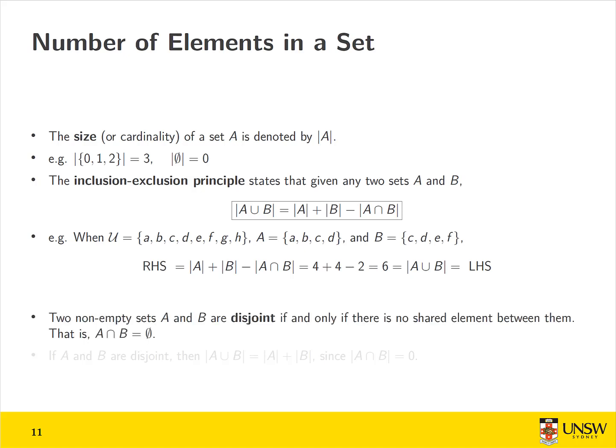We call two non-empty sets disjoint if they do not share any elements. This means that their intersection is empty. In the case that the sets A and B are disjoint, the inclusion-exclusion principle simplifies to the expression that the size of A union B equals the size of A plus the size of B. This is because the term involving A intersect B is 0 in this case.